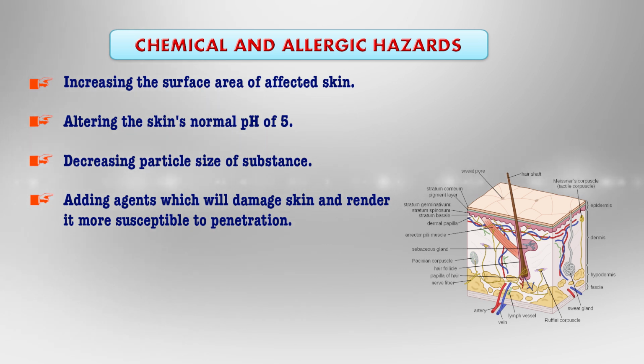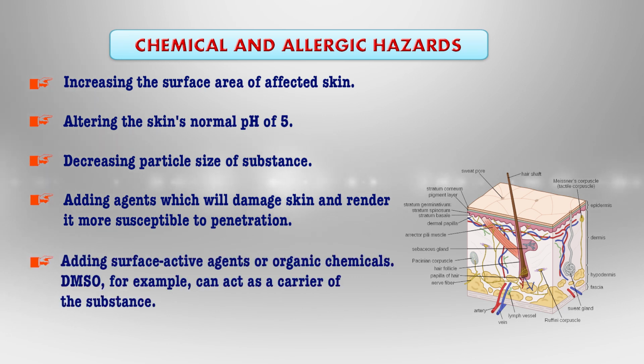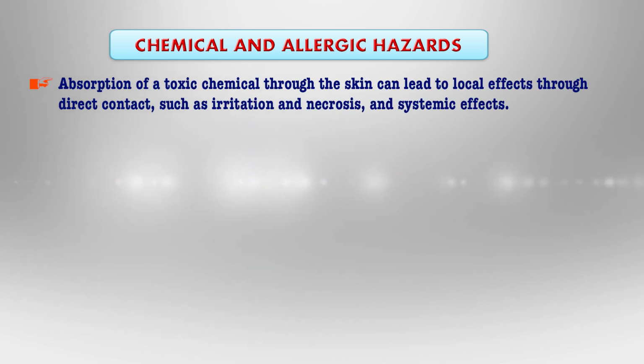and make it more susceptible to penetration. Adding surface active agents, or other organic chemicals like DMSO, for example, can act as a carrier of the substances, and inducing ion movement by an electrical charge also increases absorption. Absorption of toxic chemicals through the skin can lead to local effects through direct contact, like irritation and necrosis, and systemic effects.